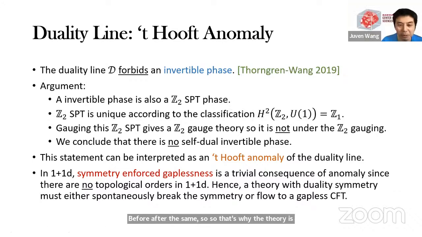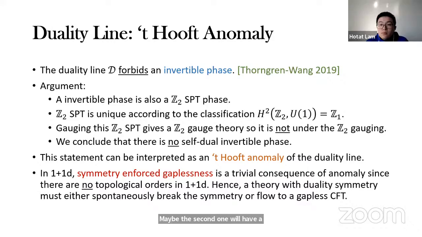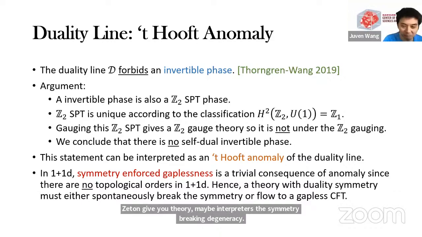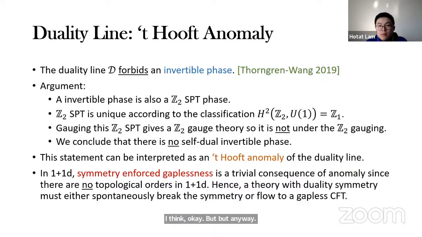Does that make sense? Yeah, theoretically, when you write the partition function for that statement, I agree they are not the same before and after Z2. But I say the phases themselves could also be interpreted as gapped phases. Maybe the second one will have Z2 symmetry breaking at IR. I guess the total degeneracy for that Z2 gauge theory may be interpreted as the symmetry breaking degeneracy. Correct. Okay, but anyway, I agree they are not exactly the same after Z2 gauging. Right. Correct. Okay. Thanks.